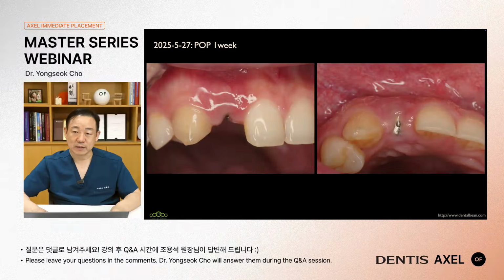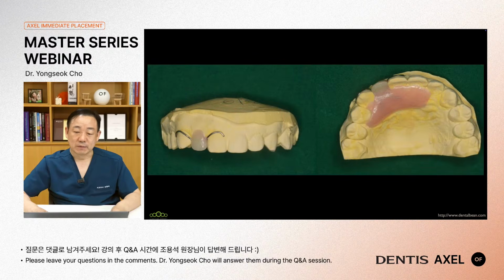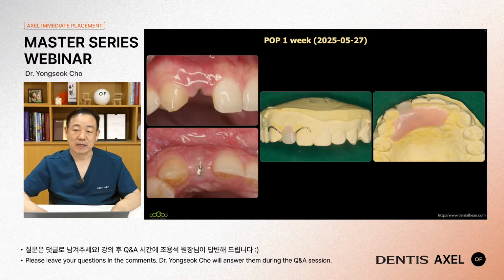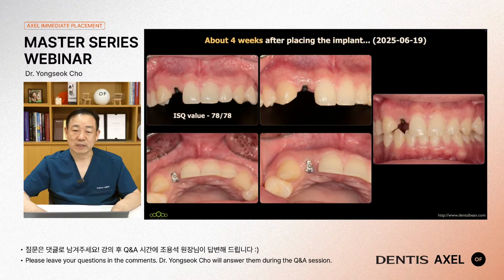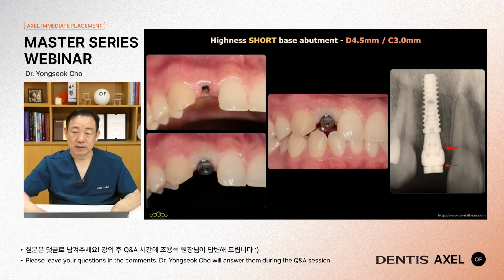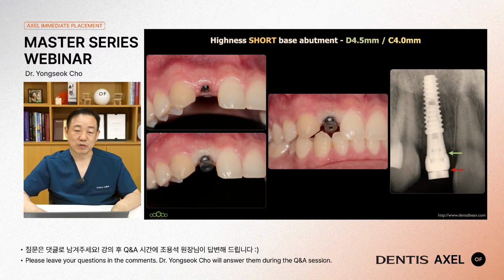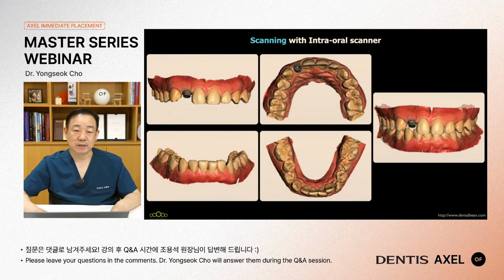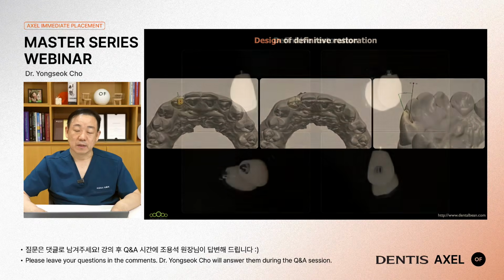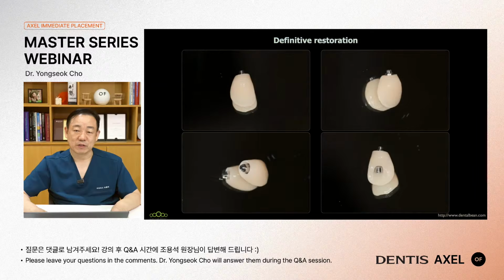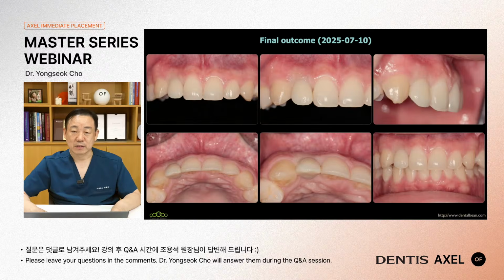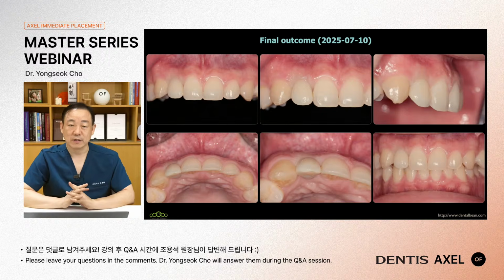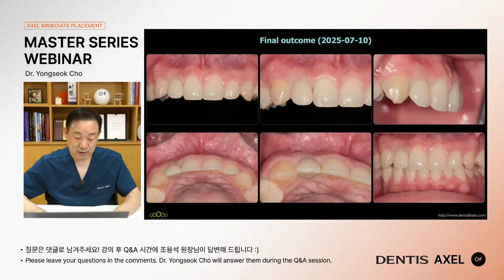One week later, healing was uneventful. A provisional was made and delivered. Four weeks later, ISQ exceeded 78, and a cement-retained restoration was planned. I connected the base abutment and scanned the case, and with the digital process, the definitive restoration was fabricated. This is the final outcome of this patient. The lateral incisor crown was a cement-retained crown.